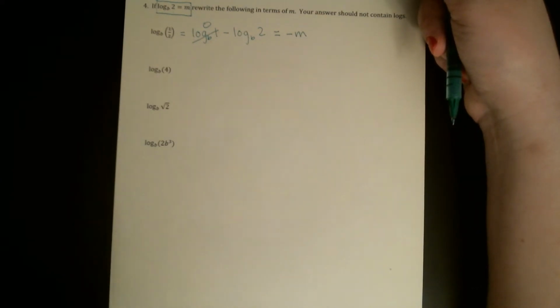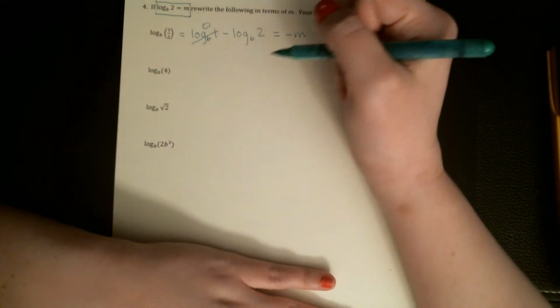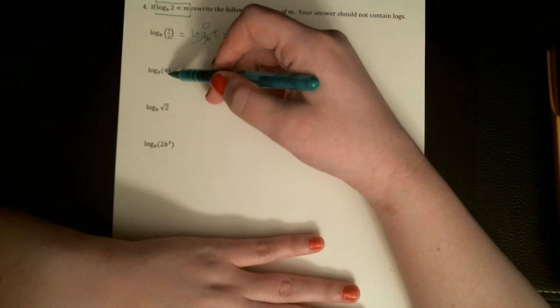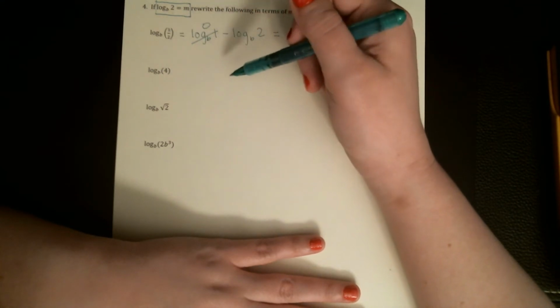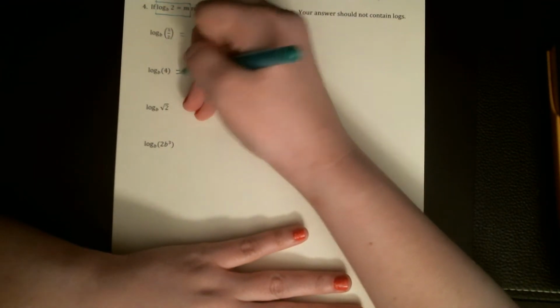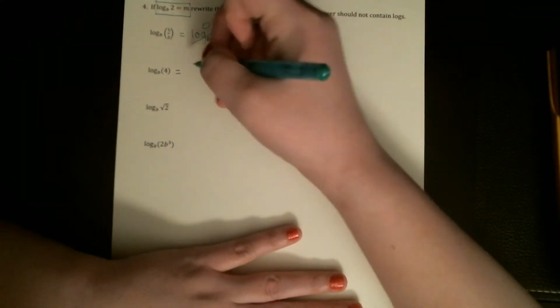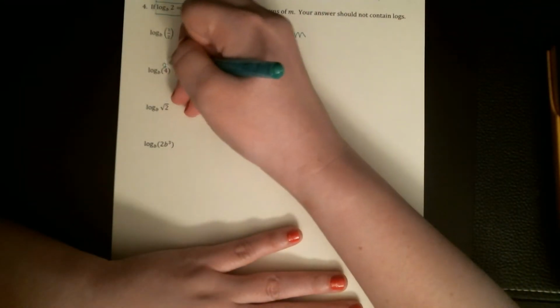Log base b of 4. Okay, so again, I can see a couple of ways right off the bat. One would be to say 4 is 2 times 2 and split it up using the sum rule. Another would be to say that 4 is 2 squared. Same idea, but different property. We would then drop the second power down in front. I'm going to go ahead and do the 2 times 2.